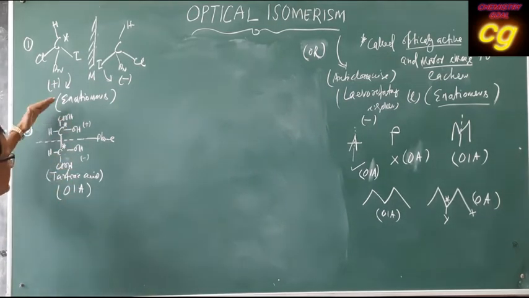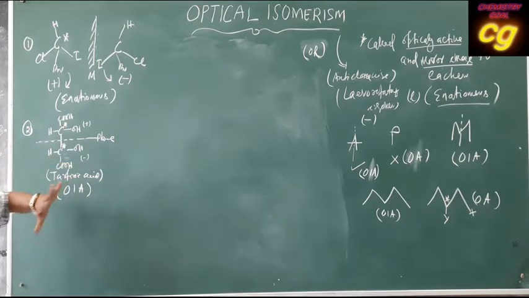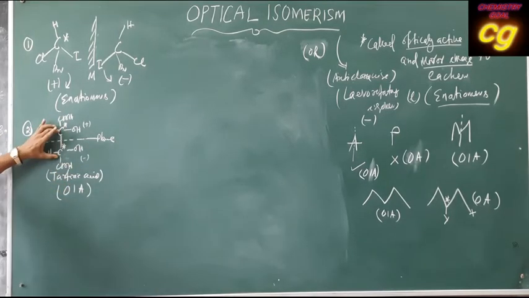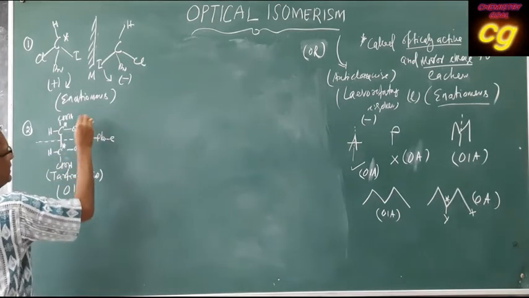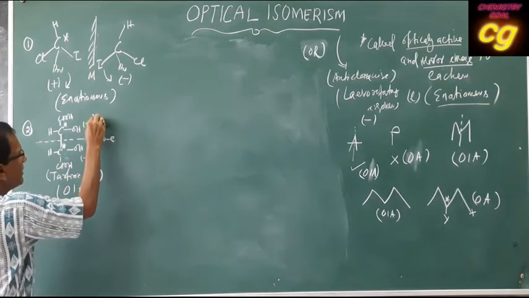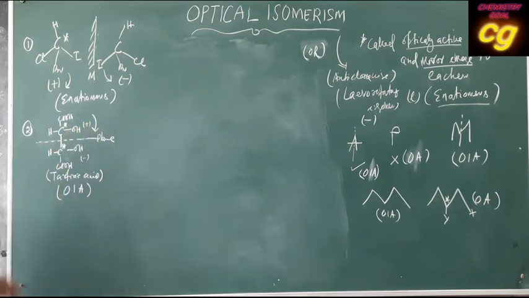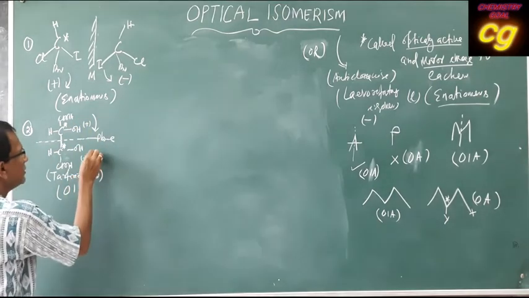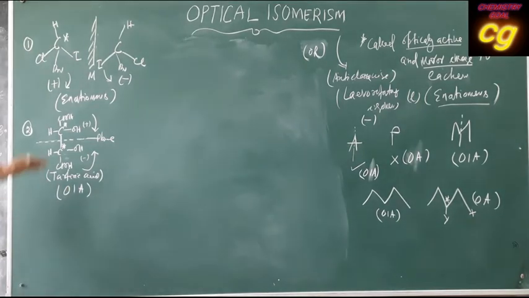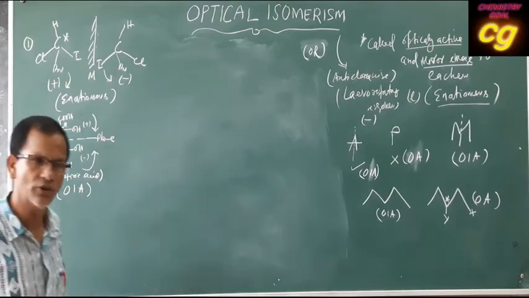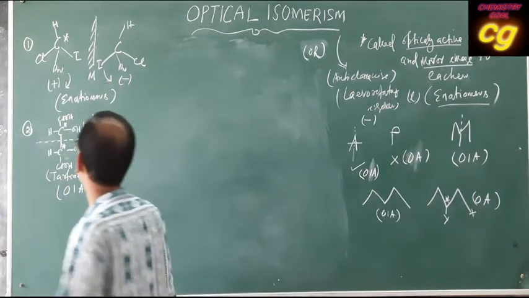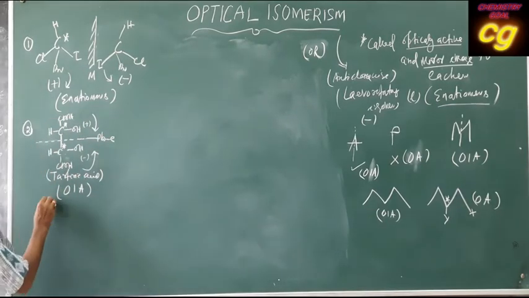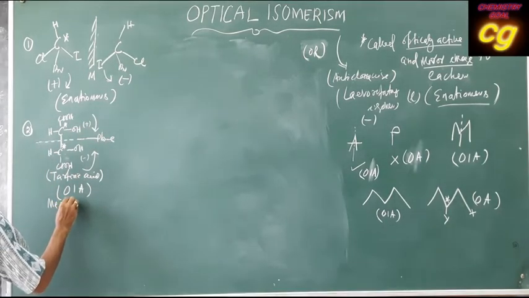Sorry, plane symmetry. The upper half and lower half are identical. That's why both oppose each other. If one is rotating clockwise, the other will be rotating anti-clockwise. Clockwise and anti-clockwise, these two rotations will cancel each other. That's why the molecule will be optically inactive. This is called meso compound. It is called meso.